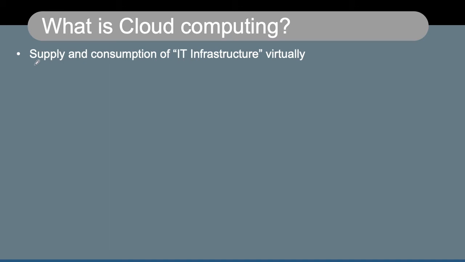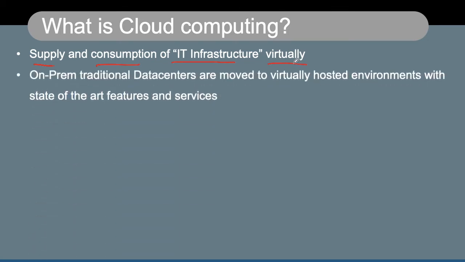Now, what is cloud computing? Cloud computing is all about supply and consumption of IT infrastructure virtually. All the IT infrastructure which was physically available in the office premises, typically called on-prem data centers, can now be consumed virtually from some other location. On-prem traditional data centers, which are typically the data centers available in your office, are moved to virtually hosted environments with state-of-the-art features and services. The features and services which were never possible in on-prem data centers are now possible because of cloud computing resources.